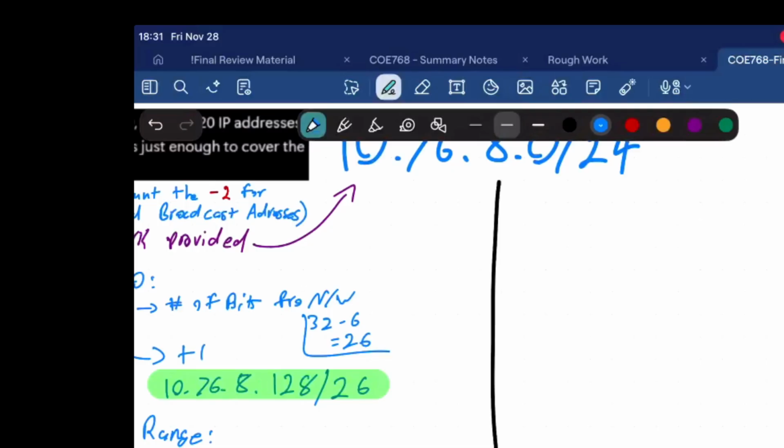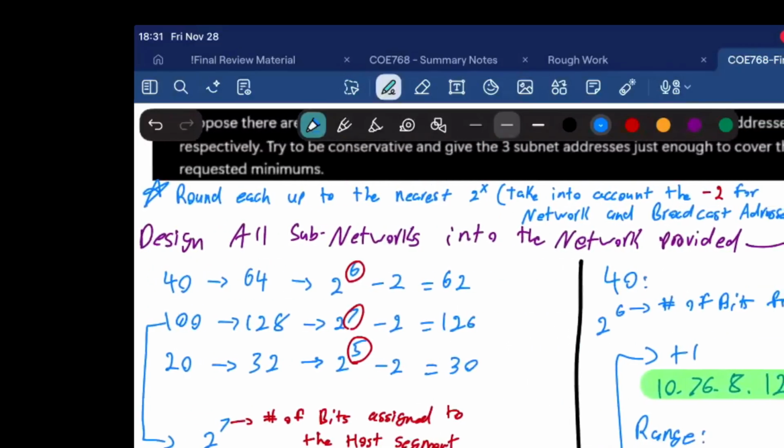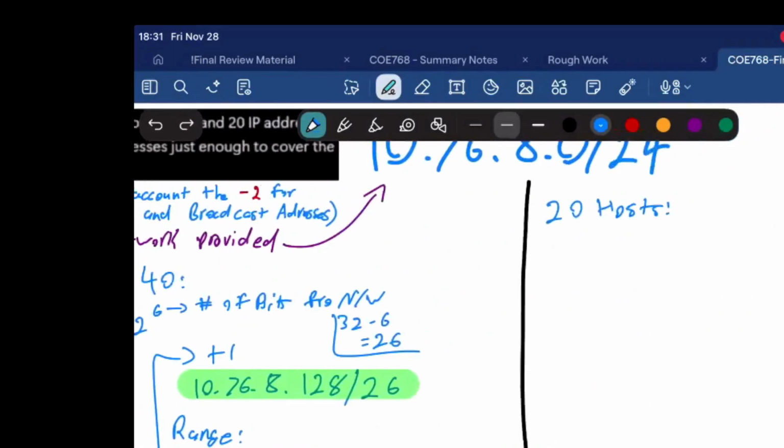And for the last one, we have the one with 20 hosts, and the bit assignment that we have done is 2 to the power of 5.